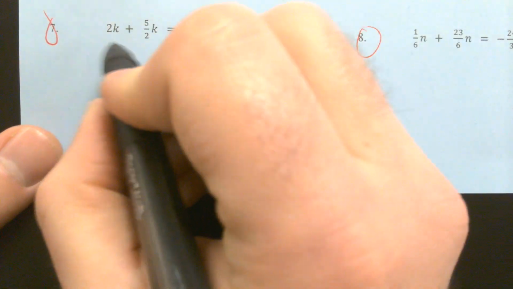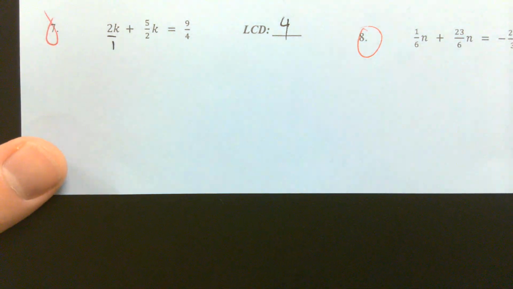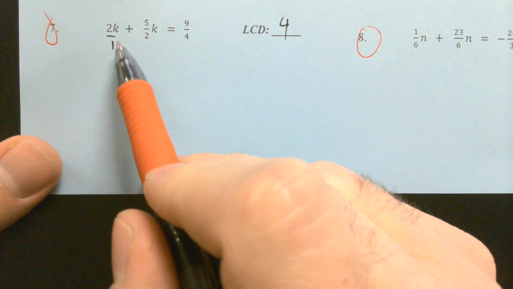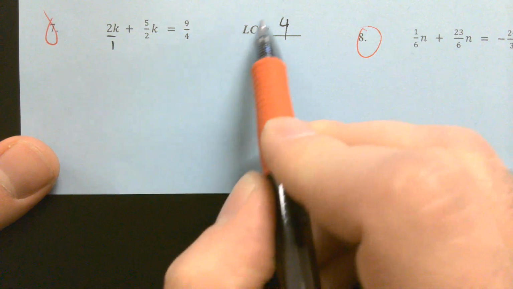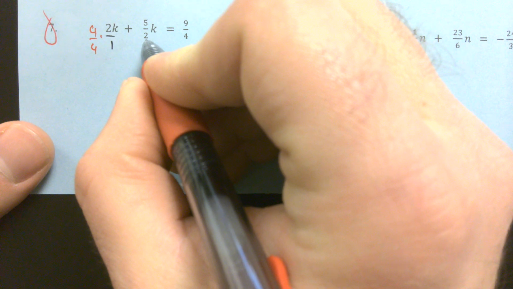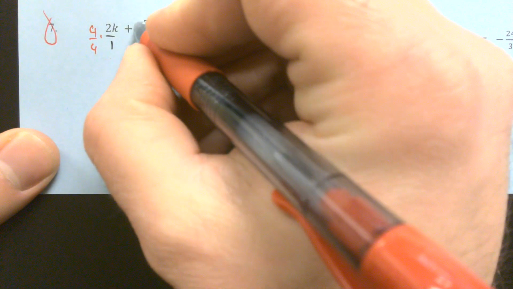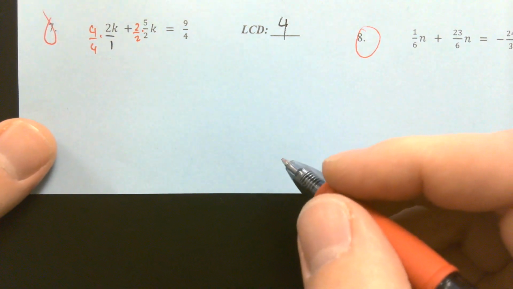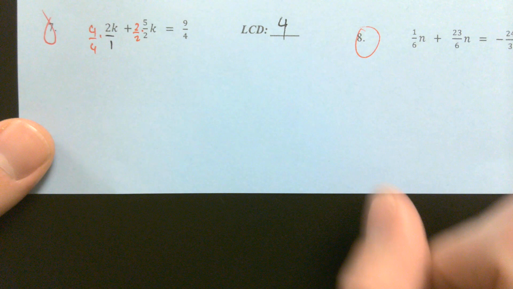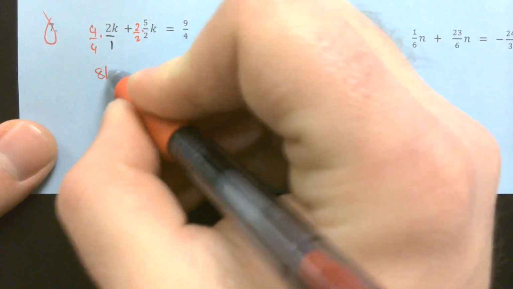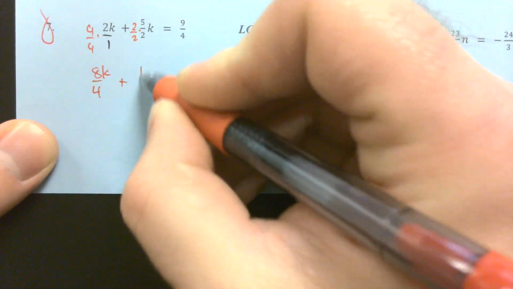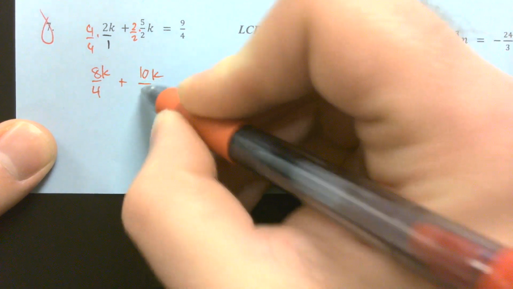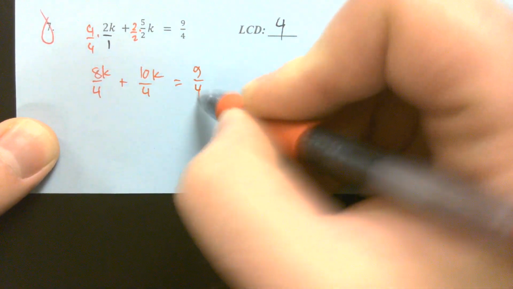Even before that, what could I have done with this 2k? Put it over 1. Good. So I want my denominator here to be 4. It's currently 1. What can I multiply 1 by to give me 4? 4. What can I multiply 2 by to give me 4? 2, thank you. And 9 over 4 is good where it's at. It's already got the LCD that we want. We'll leave it alone. So we get 8k over 4 plus 10k over 4 equals 9 over 4.